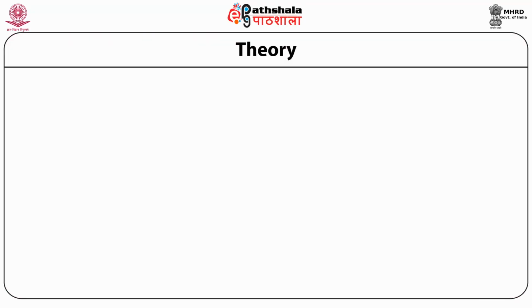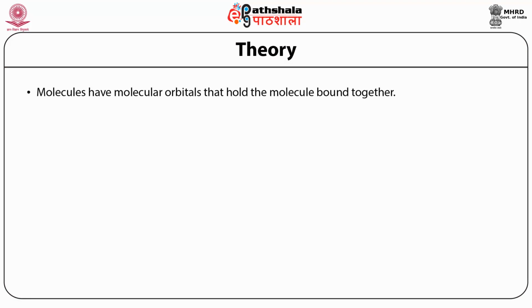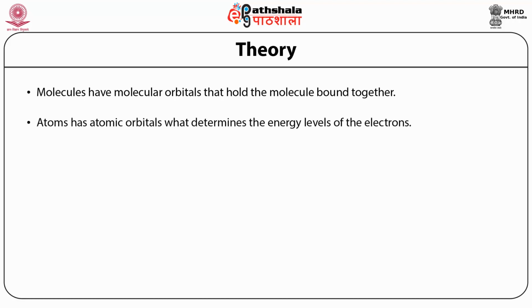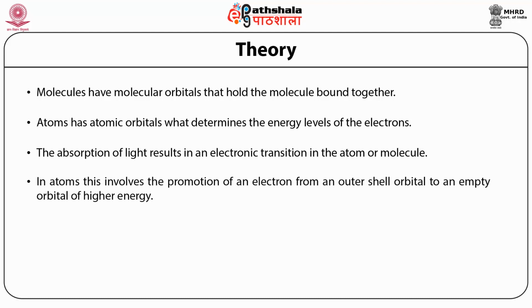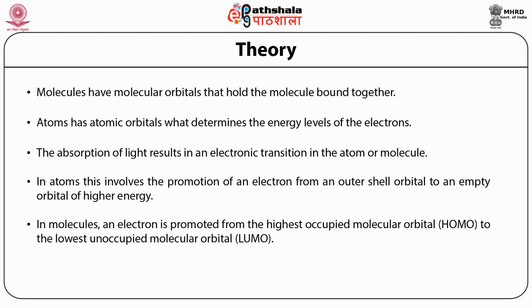Theory of fluorescence and phosphorescence in brief. We know molecules have molecular orbitals that hold the molecules bound together. Atoms have atomic orbitals that determine the energy levels of the electrons. So when an atom or molecule is exposed to light, the absorption of light results in electronic transition. In atoms, the transition involves the promotion of an electron from an outer shell orbital to an empty orbital of higher energy. Whereas in molecules, the electron is promoted from the highest occupied molecular orbital to the lowest unoccupied molecular orbital.